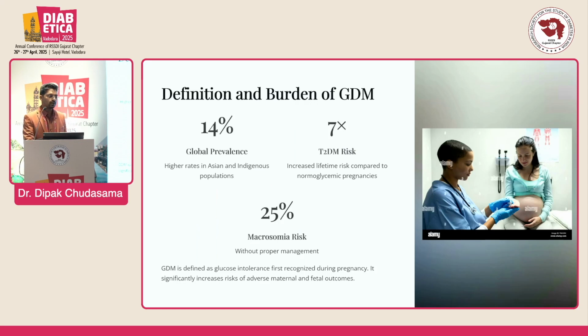Almost 14% is the global prevalence of GDM, which is very high in the Asian population and some other ethnic groups as well. There is almost 7 times more type 2 diabetes risk in a person diagnosed with GDM, and almost a 25% risk of macrosomia in the fetus if GDM is not treated well. GDM is defined as glucose intolerance first recognized during pregnancy. It significantly increases the risk of adverse maternal and fetal outcomes.